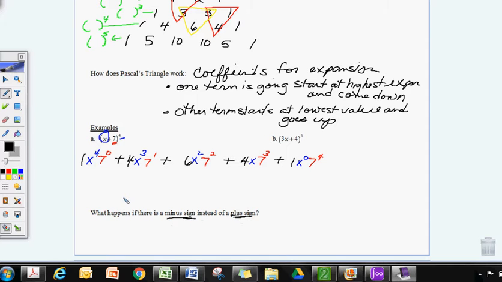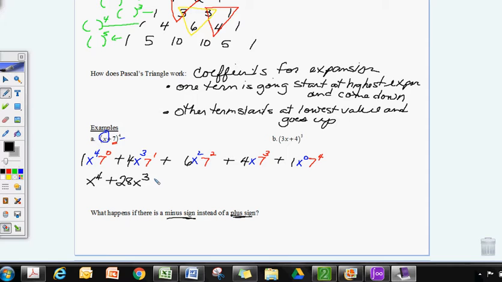We're going to look at letter B. We're going to put letter B down here, and that is our 3x plus 4 all raised to the 3rd power. Now, we need to come back up here for a second. When I come up here, 3rd power has 3. Notice where the pen is crisscrossing right now. So I'm going to use the coefficients of 1, 3, 3, 1.